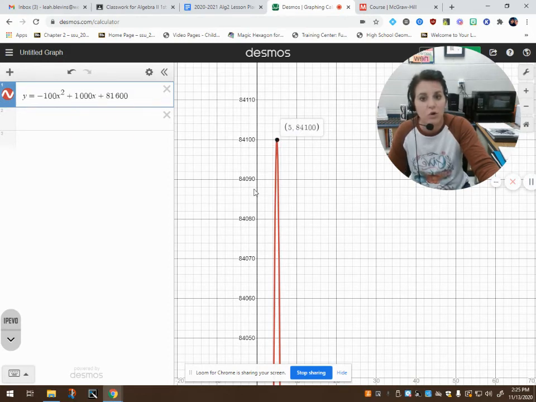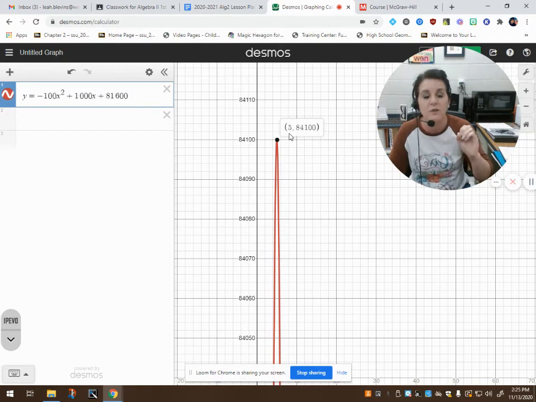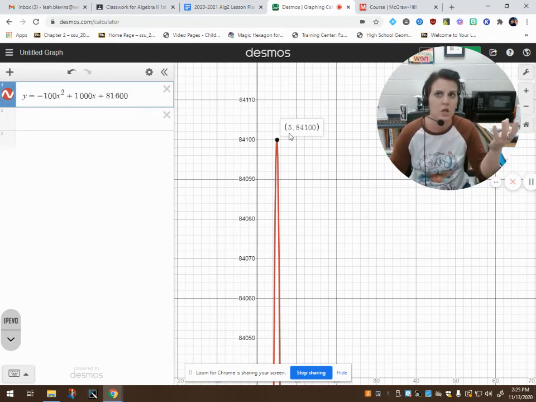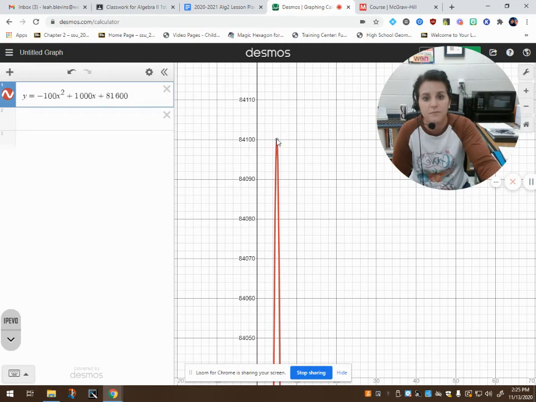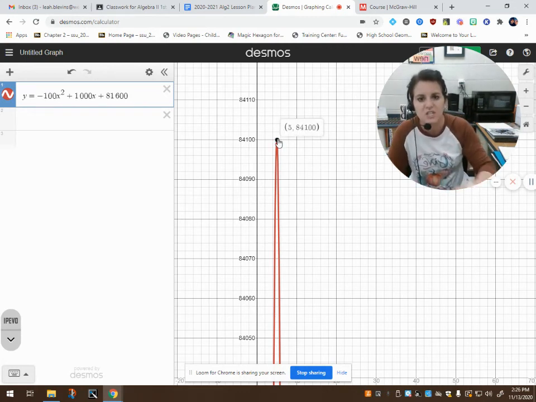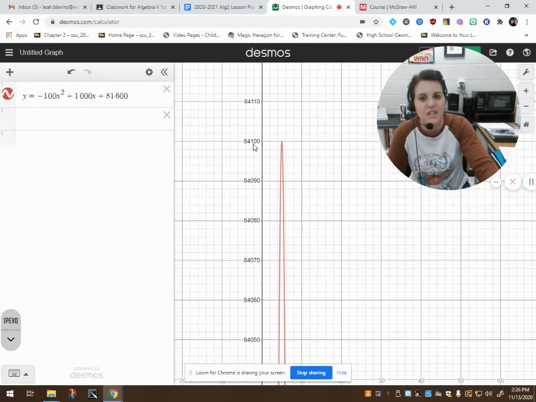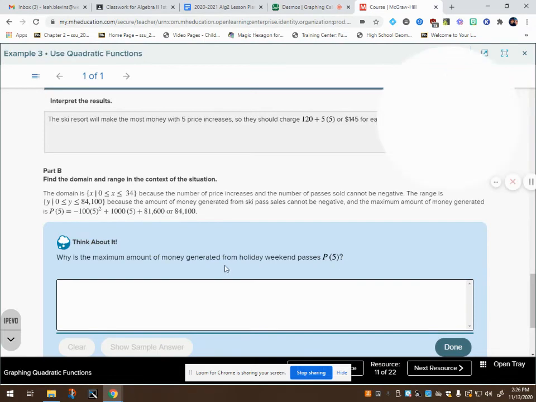This is my total cost. So after 5 price changes, that means we're going to change up the price $5, 5 times. So instead of $120, we're going to charge 5 times 5 is 25, 120 plus 25 is $145. So we know that we're going to sell 20 fewer tickets for each of those, but that's still going to give us a maximum profit of $84,100. That's pretty cool.